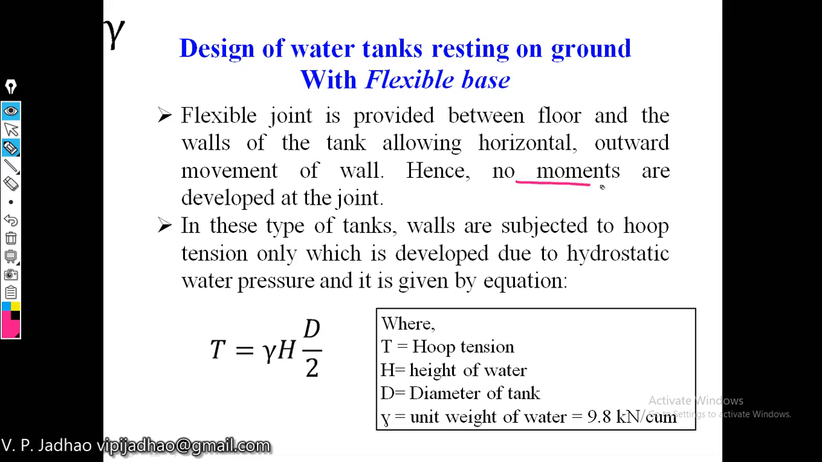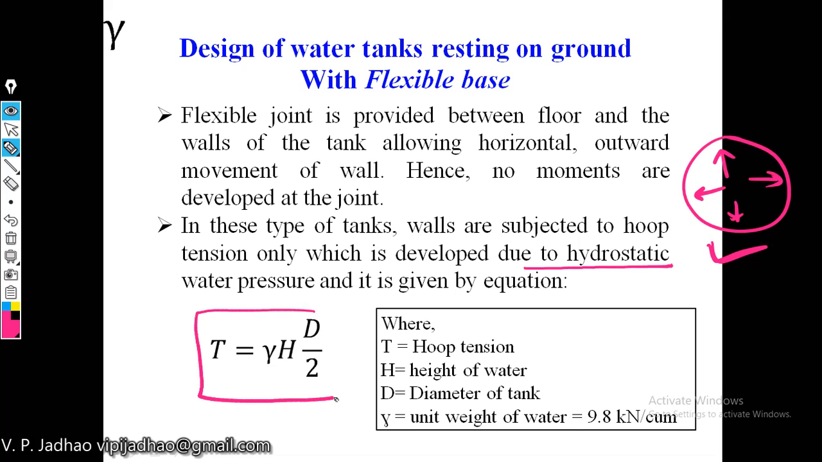As no moments are developed, the water tank wall is allowed horizontal or outward movement. This horizontal or outward movement of the wall is developed due to the hydrostatic pressure which is acting on the walls from all directions, from inside out. And the amount of this hoop tension is given by this particular formula.